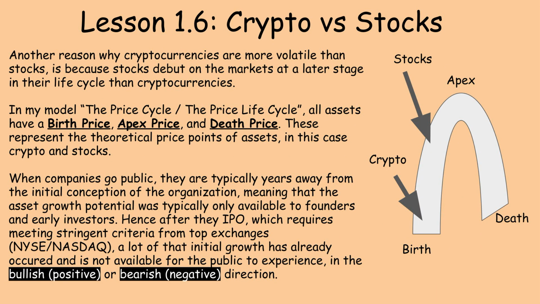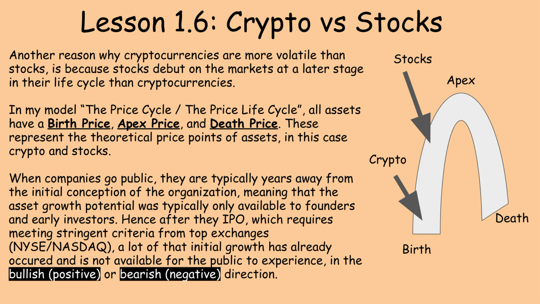Another reason why cryptocurrencies are more volatile than stocks is because stocks debut on the markets at a later stage in their life cycle than cryptocurrencies. So in my model, which I call the price cycle or the price life cycle, all assets have a birth price, apex price, and a death price.